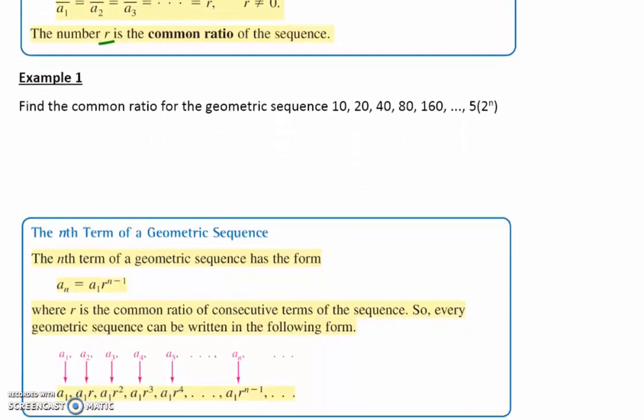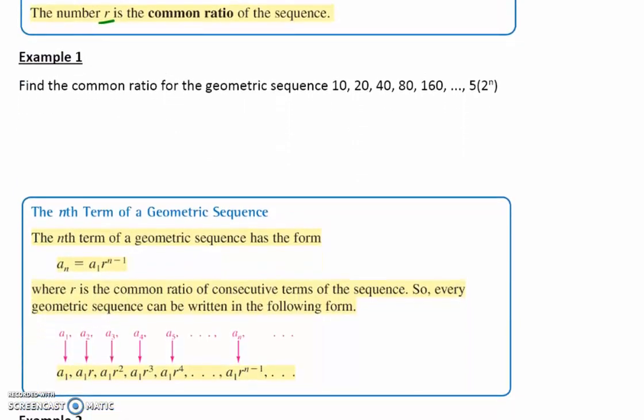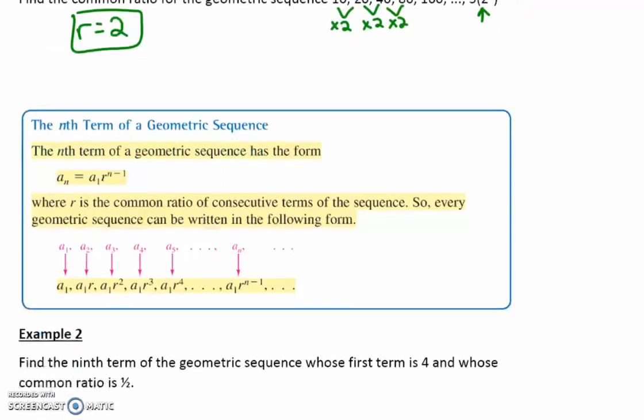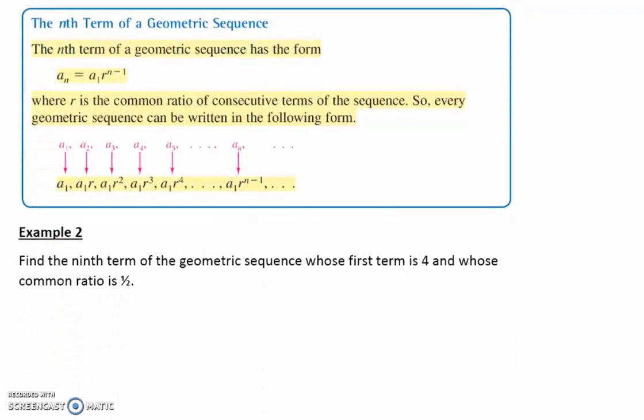So let's take a look at example 1. Find the common ratio for the geometric sequence 10, 20, 40, 80, 160, and then 5 times 2 to the power of n. So to get from 10 to 20, we multiply by 2. From 20 to 40, multiply by 2. 40 to 80, multiply by 2. Hopefully you see the pattern here. Our ratio is 2. You can also see that in the geometric sequence expression, because that is the base of our power term.